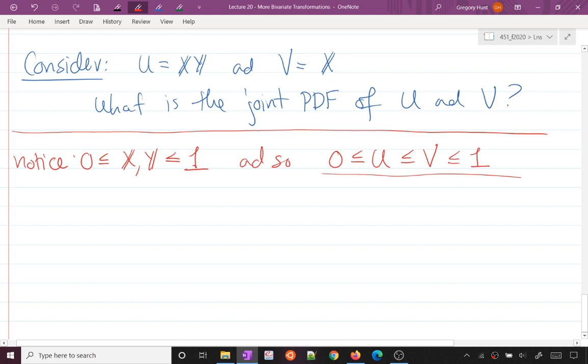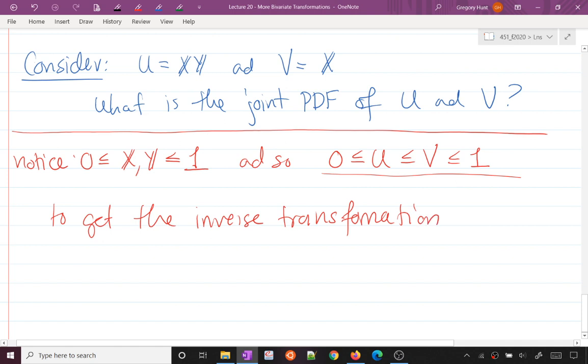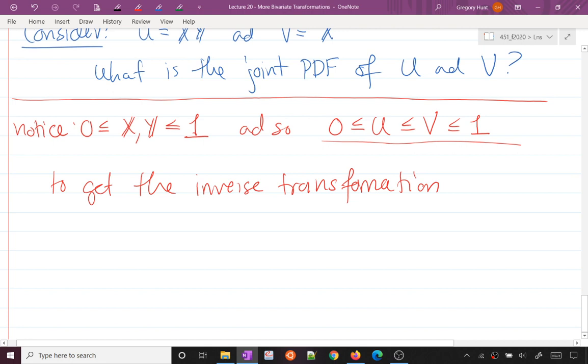you should always think about how the random variables are related here. And so to get the inverse transformation, which is always what we want to do, right? You get the inverse, you take some derivatives of it, and then it's pretty straightforward from there.